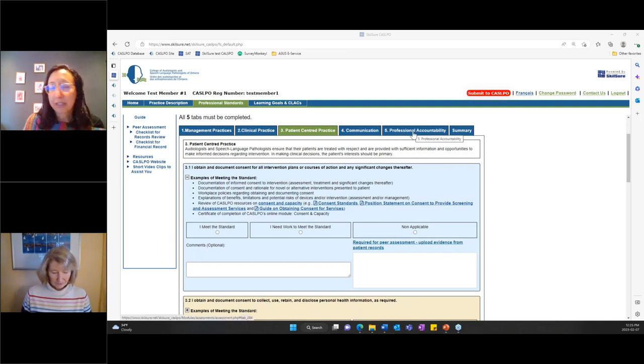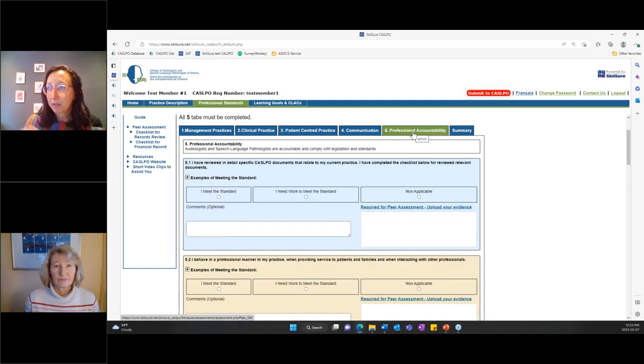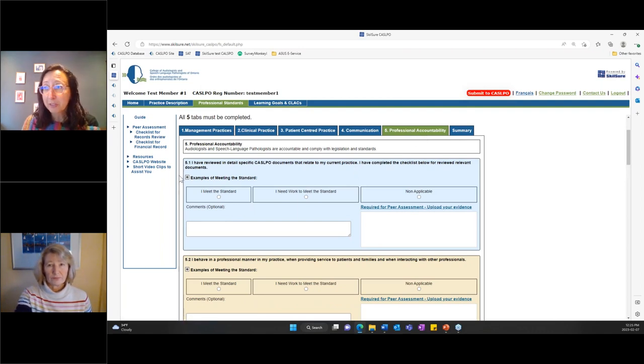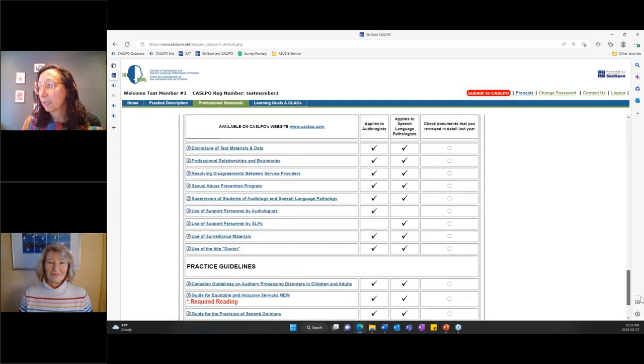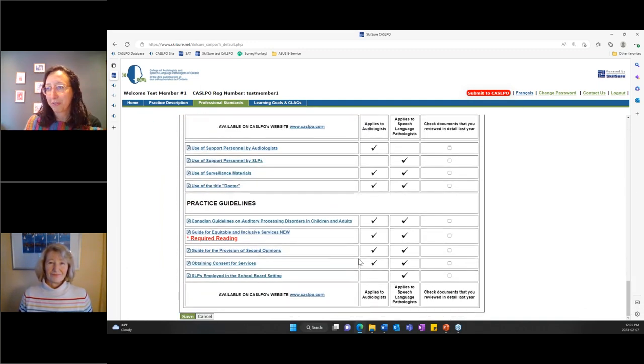So another thing that will happen for the peer assessment interview is that you'll be discussing 2 documents. So this is under 5.1. Again, everyone's familiar with this, having just completed their SAT. So every year there is 1 required reading, and that is something you'll be talking about. This year it's the Guide for Equitable and Inclusive Services. This is something you had to read to complete your SAT, so you'll be discussing it with the peer assessor.